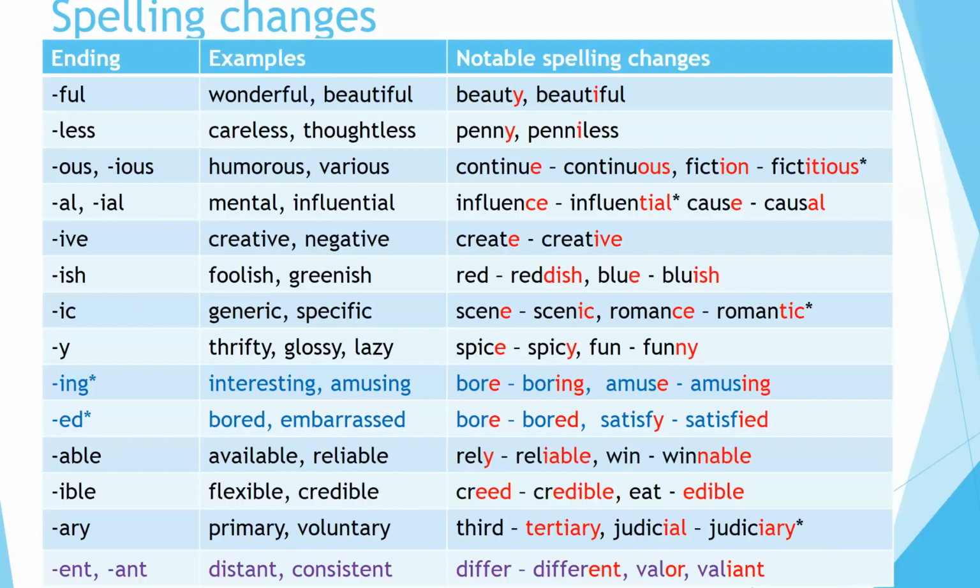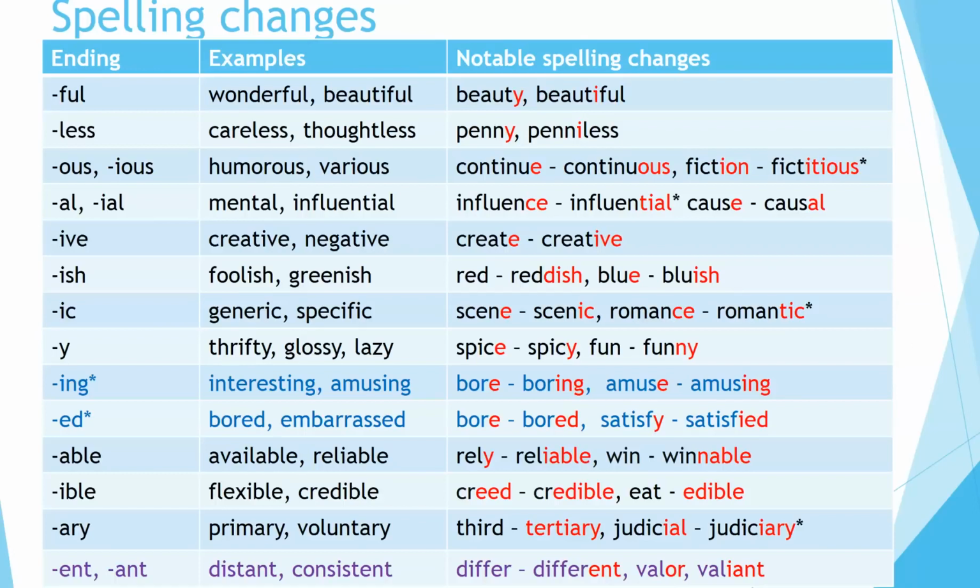With this one, there's some words that completely change. For example, third becomes tertiary. The word itself changes almost completely. Then we have judicial, judiciary. We add IARY. Now judiciary can be a noun or an adjective.